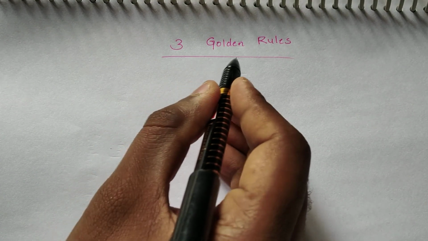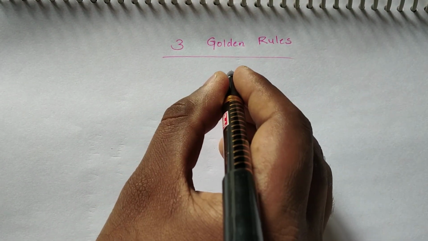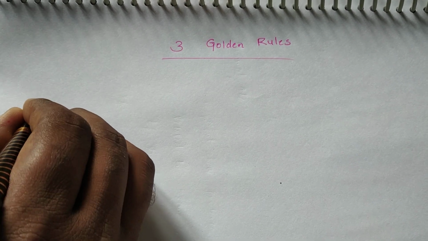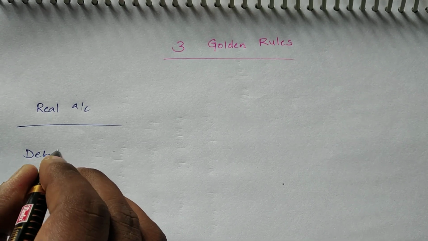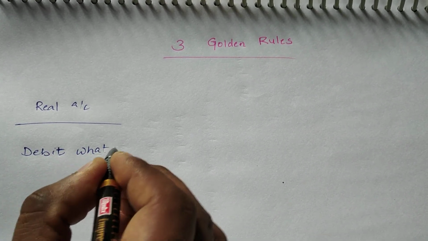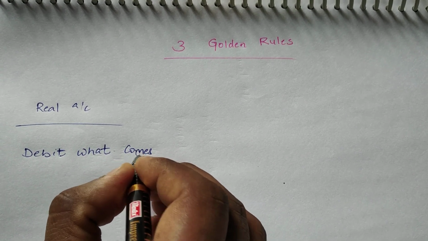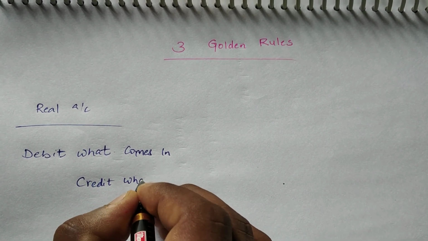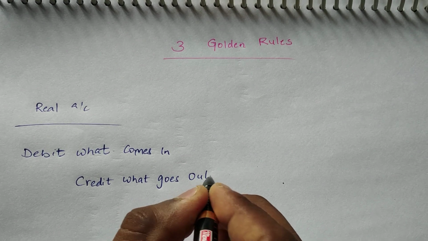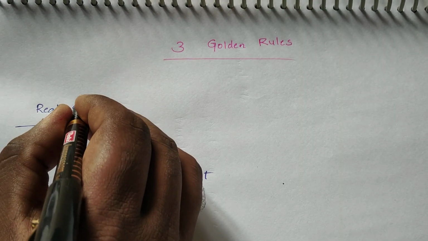Now, in order to understand the procedure to pass the journal entries for the question, you have to be aware of three golden rules. So what are those three golden rules? For the real account items, the golden rule is debit what comes in, credit what goes out.